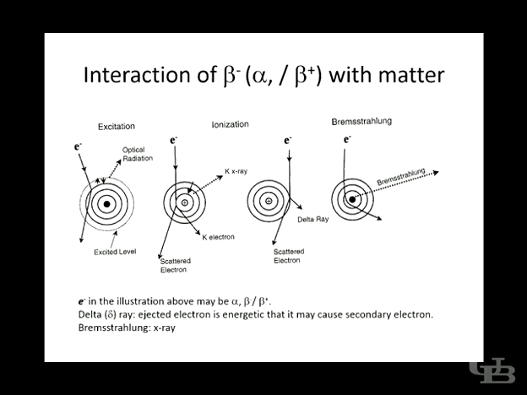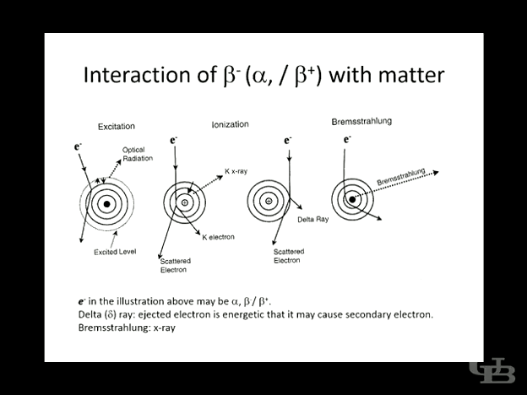So let's start with charged particles interaction with matter. Here, this slide shows a couple of diagrams. We have the charged particles. Here it's an electron, and it could be replaced with a positron or alpha particle. They are all charged particles.